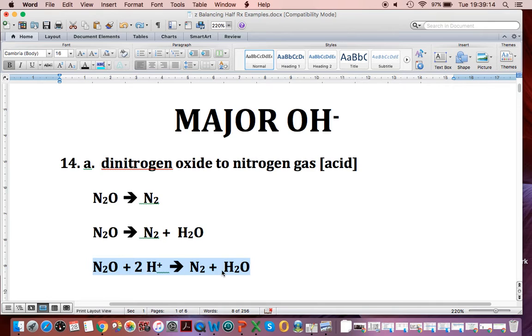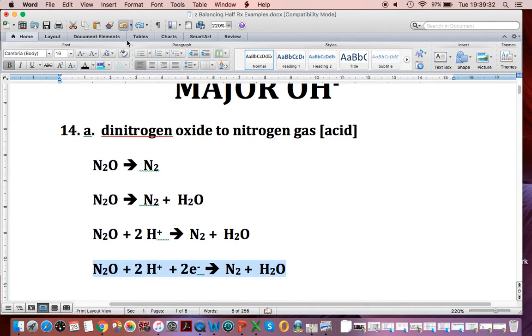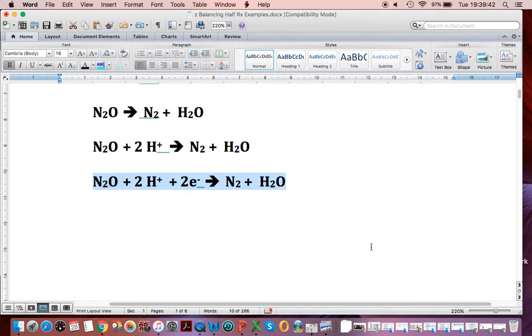So it's all balanced in terms of atoms, and now we have to balance in terms of charge. On this side, the total charge is 2+: 0 from this, and 2 times 1+ is 2+. This side is 0, so we have to bring the left side down in charge to 0, and we do that by adding 2 electrons, and that's it. We know we're done because it said acid, and we have H+ there. Let's go on to B.